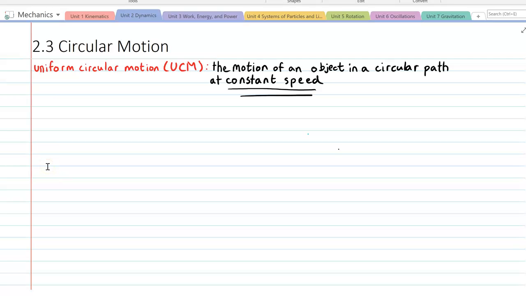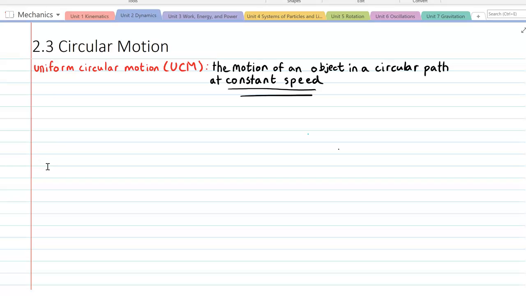So now we're going to be looking at circular motion, and basically circular motion is any motion that is along a circular path, such as a circle. Specifically, we're focused on something called uniform circular motion, which is essentially motion on a circular path at a constant speed. And I double underline constant speed because that's just a really important part of the definition.